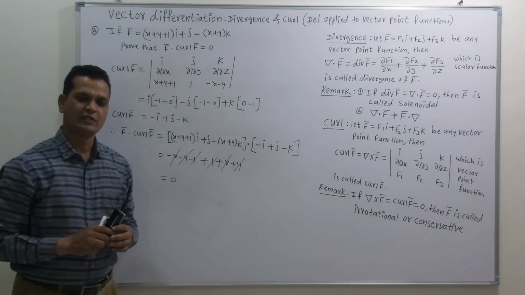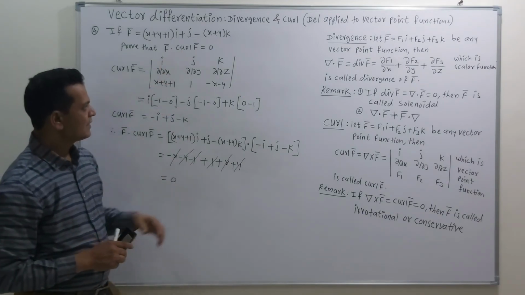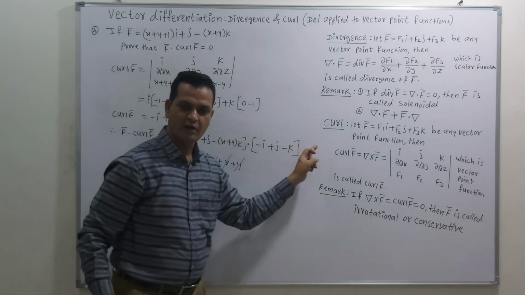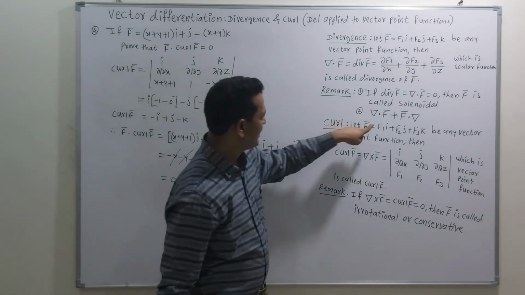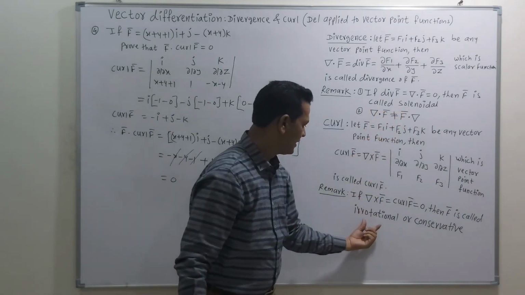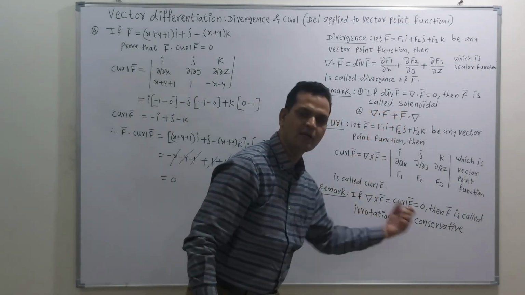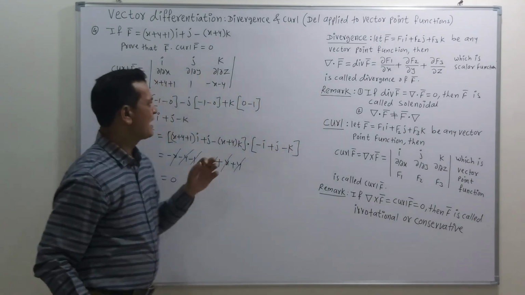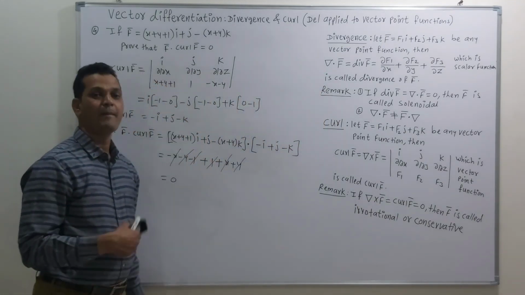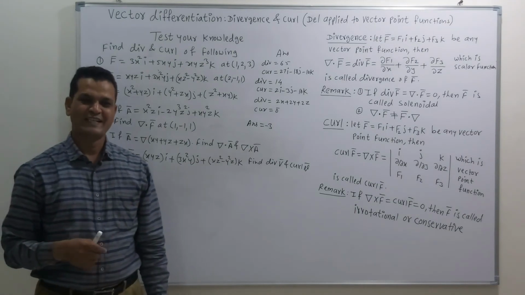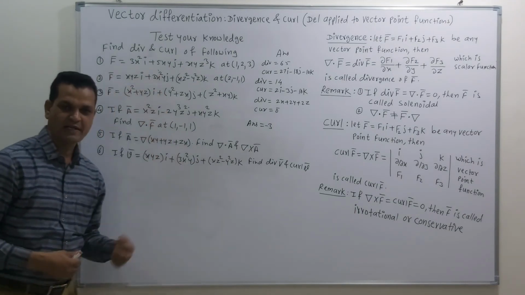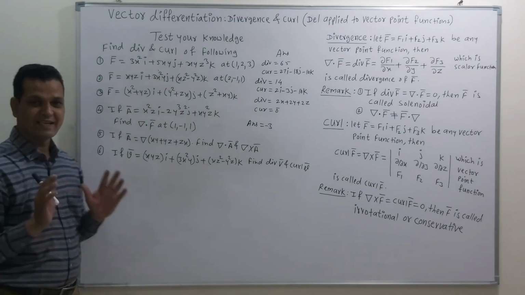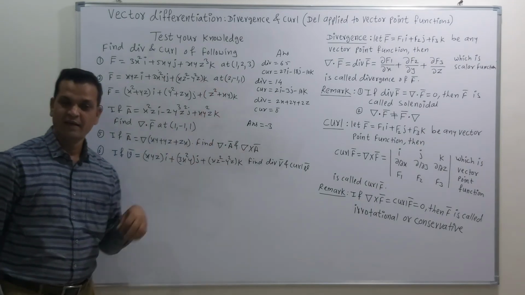So friends, here we solved some examples for understanding the concept of divergence and curl. In our next video lecture, we are solving examples based on solenoidal, rotational, irrotational and conservative vector fields. Now it is time to take some examples for your practice purpose. Now friends, it is time to test your knowledge. For your practice purpose, a total of 6 examples are given along with their answers.